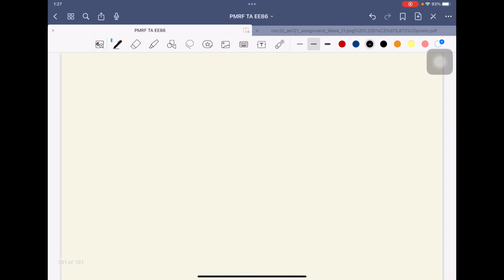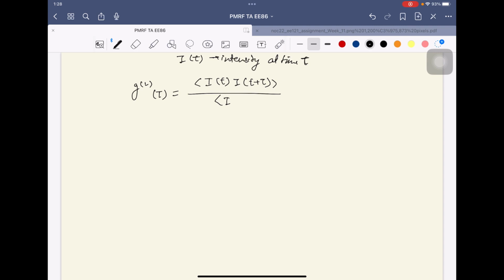This second order correlation g2(tau): if we have a beam intensity I at time t, then g2 can be defined like g2(tau) is equal to the average of I(t) times I(t plus tau), divided by the average intensity at time t, squared. The bracket denotes the time average of the quantity written inside the bracket.